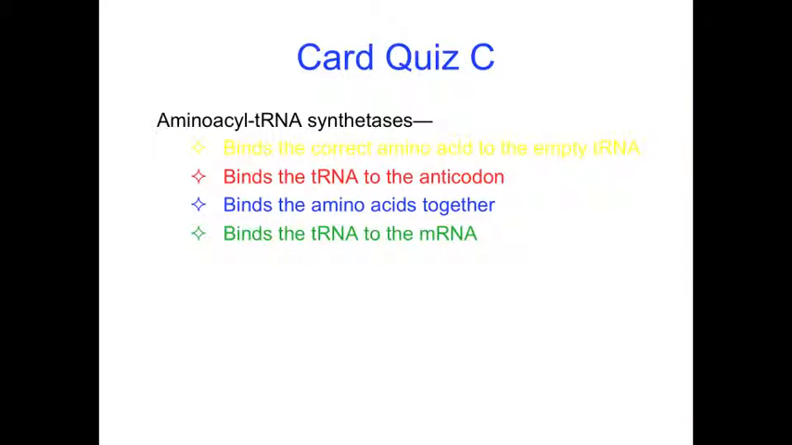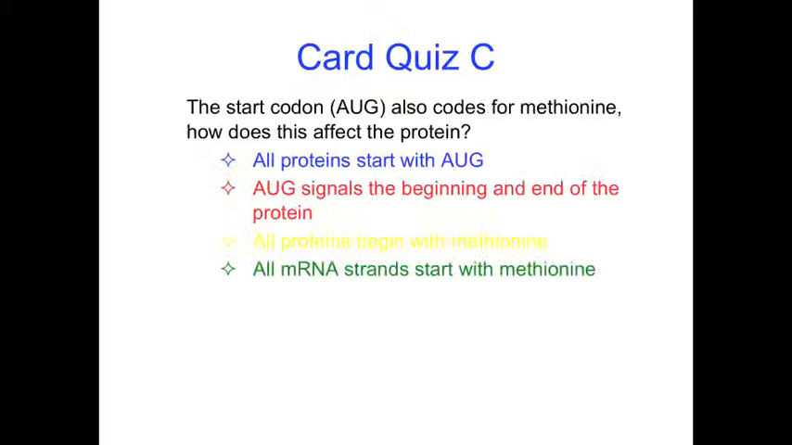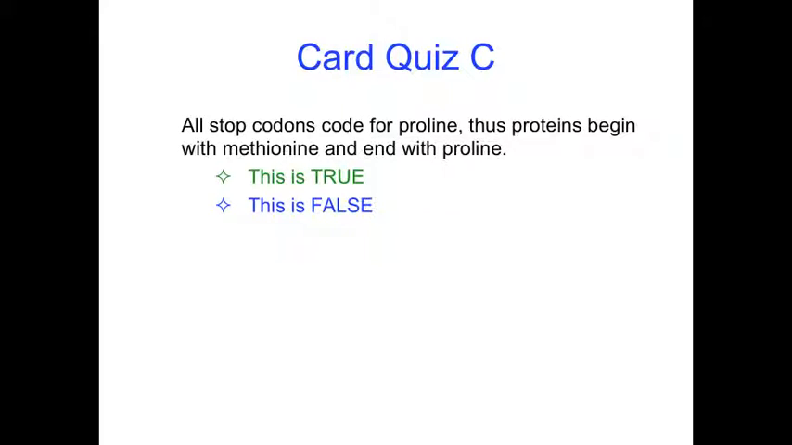Let's take a quick card quiz to finish up this section. Aminoacyl-tRNA synthetases do which of the following? Empty tRNA molecules leave the ribosome at the start codon, AUG, also codes for methionine. How does this affect the protein? All stop codons code for proline. Thus, proteins begin with methionine and end with proline. Is this true or false?